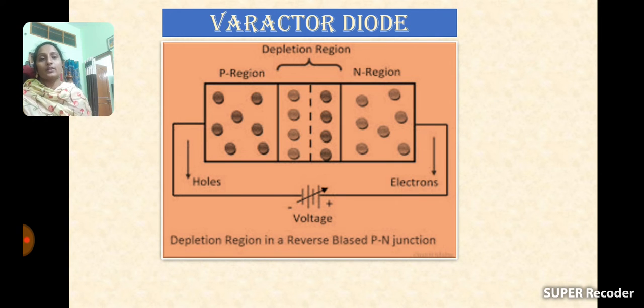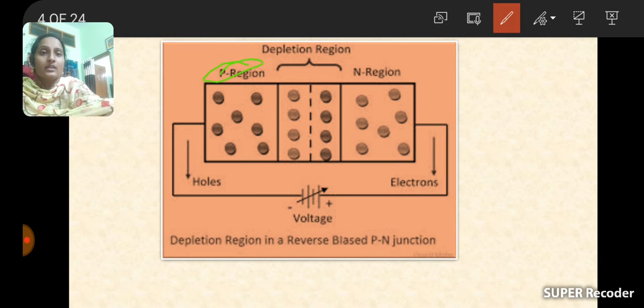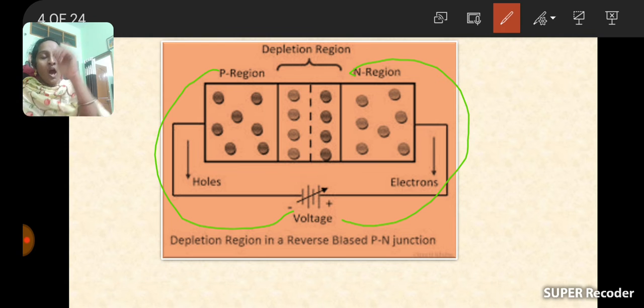So this is the circuit of the varactor diode. What I explained is only there. It is made with a PN junction diode. Here it is the PN diode, this is the P region and this is the N region. When P is connected to negative and N is connected to positive, the diode is under reverse-biased condition.